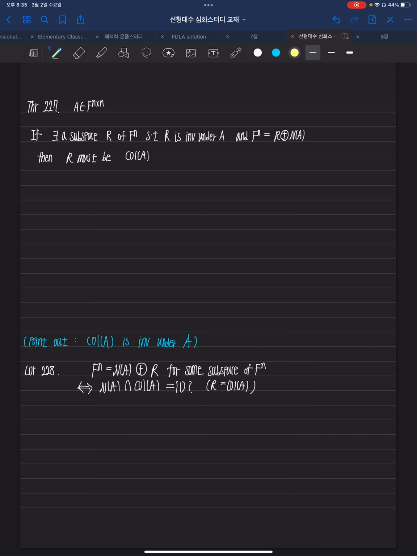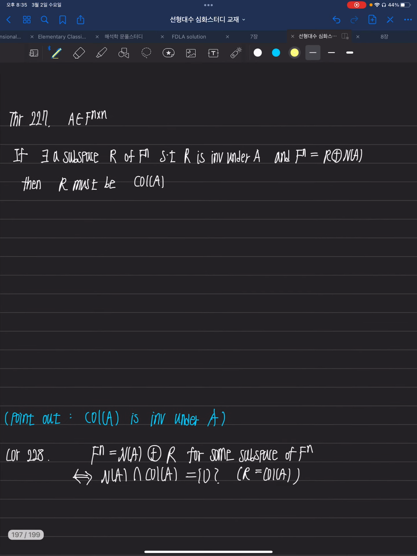안녕하세요. 이전 시간 이어서 진행을 하도록 하겠습니다. 자, 정리 227입니다.